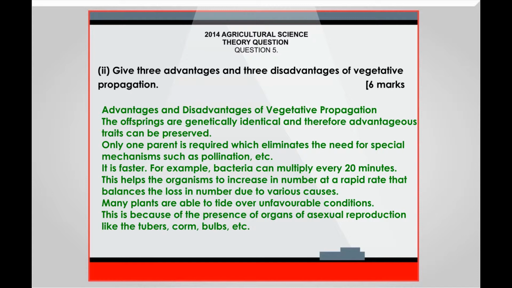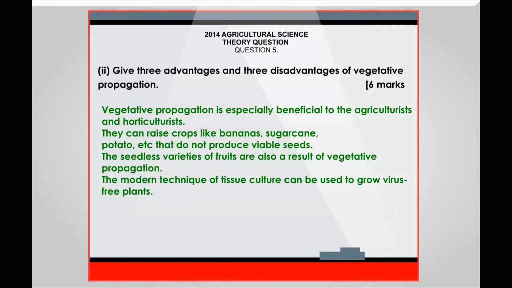This helps the organisms to increase in number rapidly and make up for loss in number due to various causes. Many plants are able to tide over unfavorable conditions because of the presence of organs of asexual reproduction, such as corms and bulbs. Vegetative propagation is especially beneficial to agriculturists and horticulturists. It helps crops like bananas that do not produce viable seeds. The seedless varieties of fruits are also a result of vegetative propagation. The modern technique of tissue culture can be used to grow virus-free plants.